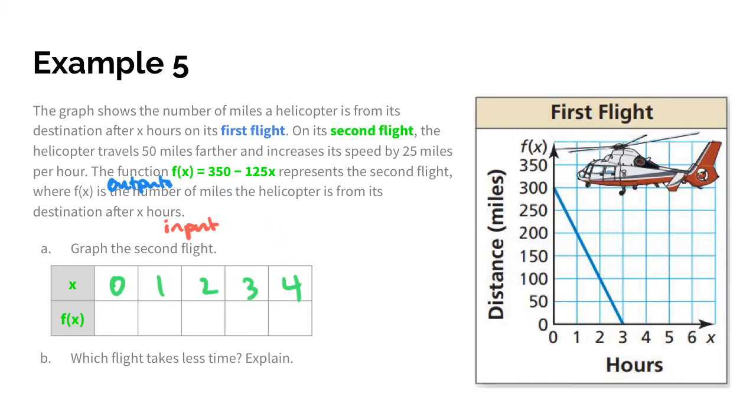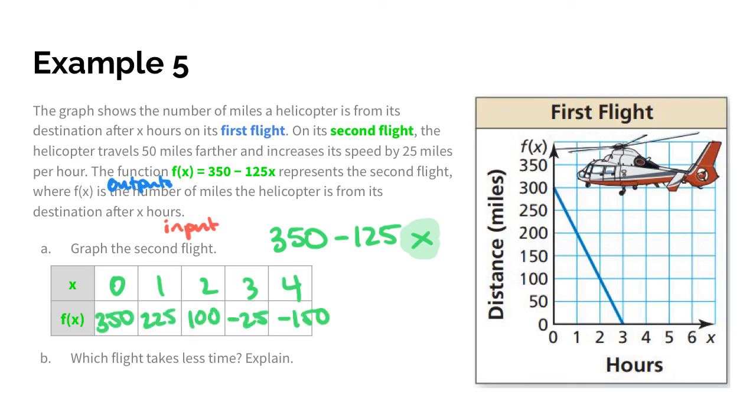My function rule that's given is 350 minus 125x. So I'm plugging in for x to figure out what my output would be. Plugging in these inputs starting from 0 all the way to 4, I get the following outputs: 350, 225, 100, negative 25, and negative 150. Now, real quick, the last two numbers do not make sense if you think about it, because that means it went beyond its destination. So between 2 and 3, it's obviously going to reach its destination.